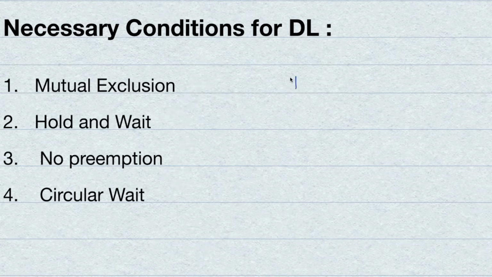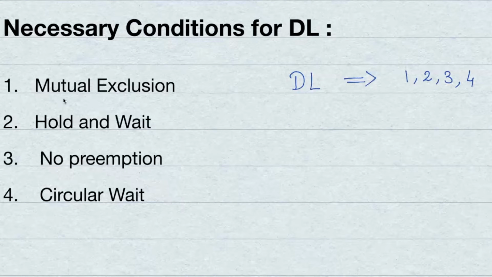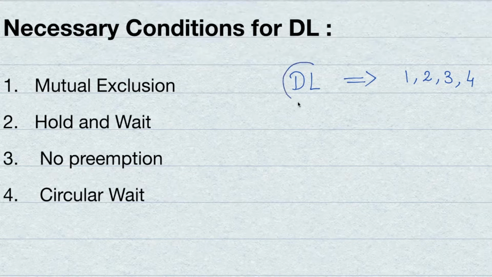So if there is a deadlock, then all these four conditions should be present. But the converse is not true. If all these four conditions are present, we cannot say it is a deadlock, right? So the necessary condition means if there is a deadlock, then there will be a mutual exclusion, hold and wait, no preemption, and circular wait. Right? So let's see what is a mutual exclusion first.